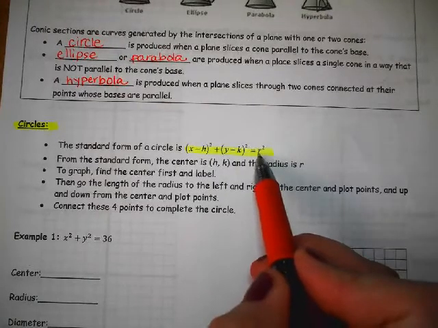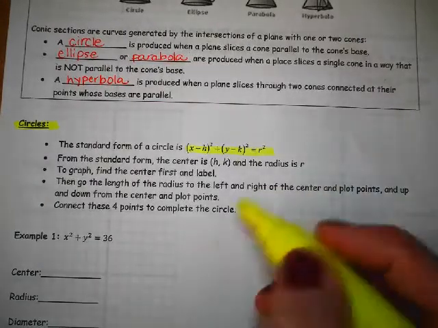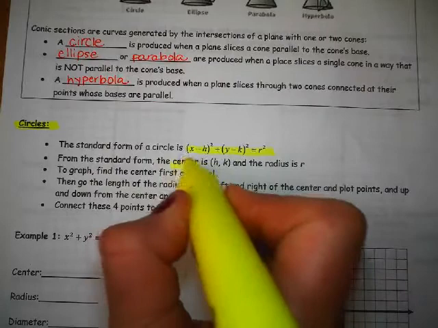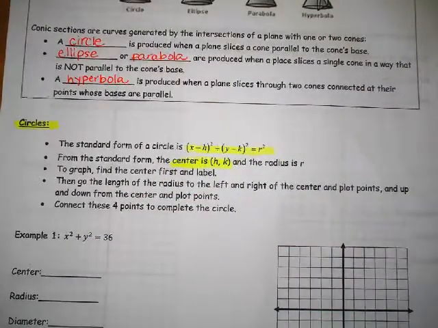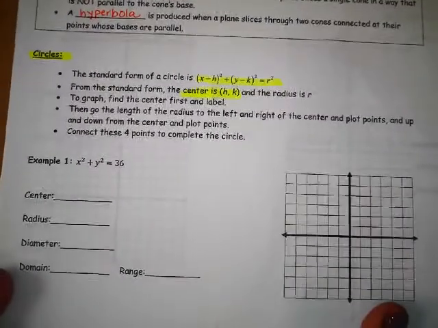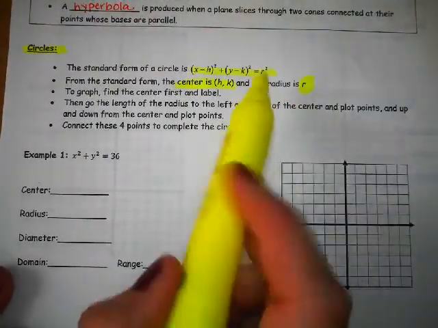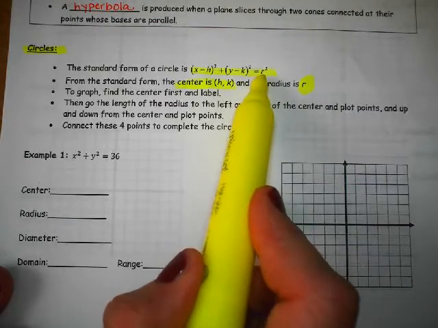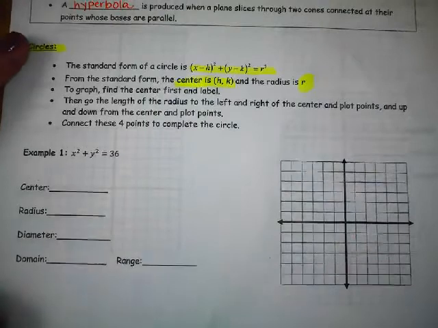Out here on the end, the r squared, the r stands for the radius. So first thing I'm always going to ask you for a circle is find your center. And the center is going to be whatever h and k is. It's going to be the point h comma k. And then the radius is going to be the square root of whatever term is out here on the end. So let's try one and we'll go through the steps of how we can graph it.